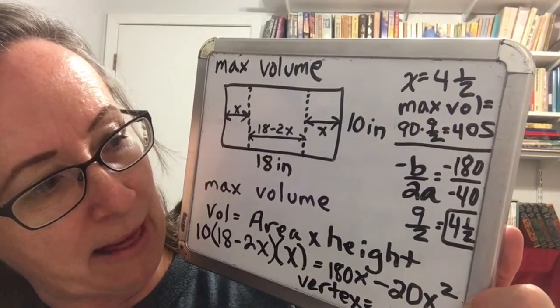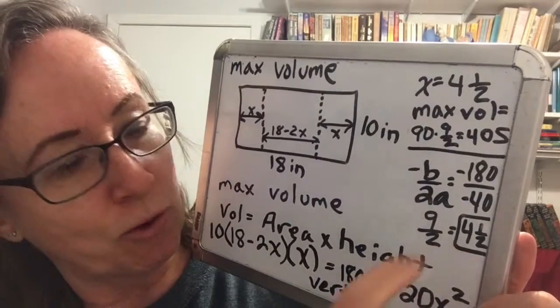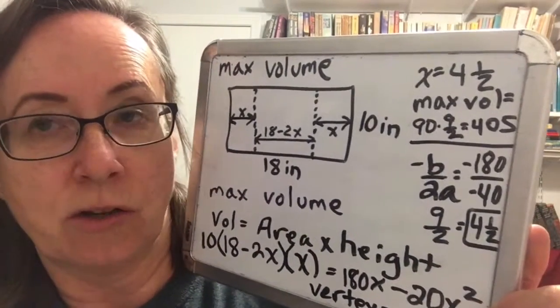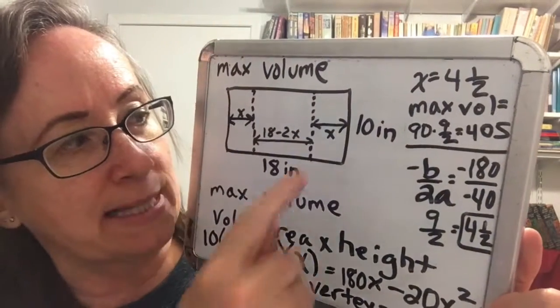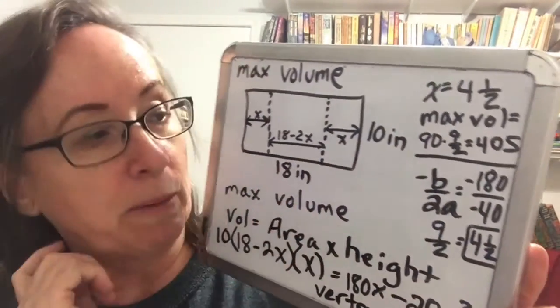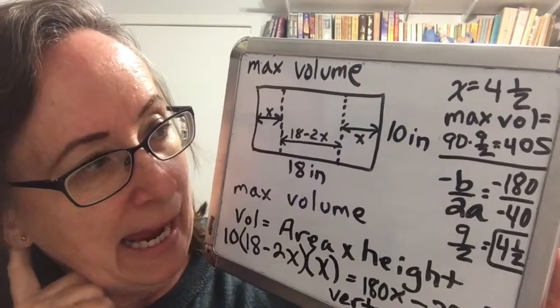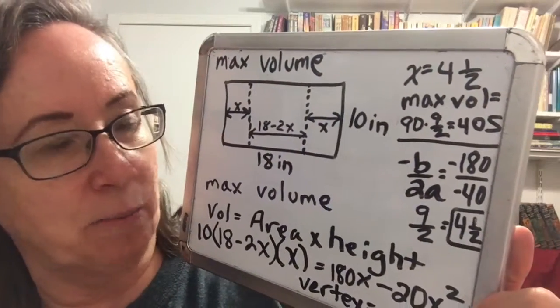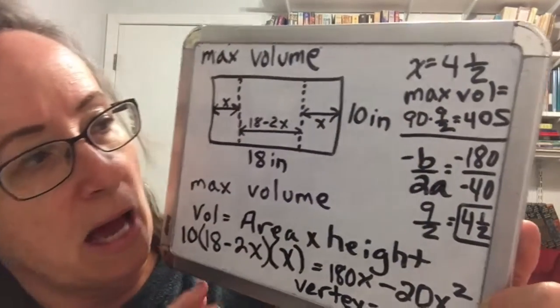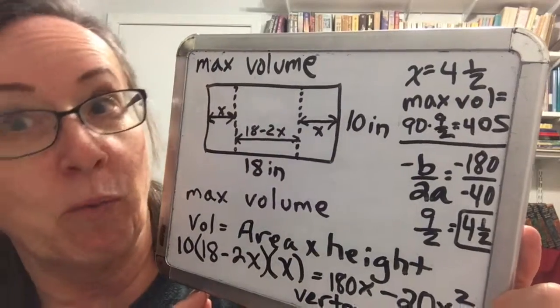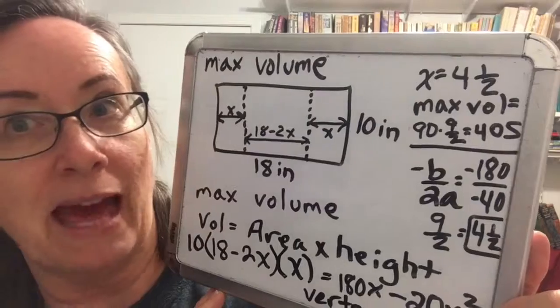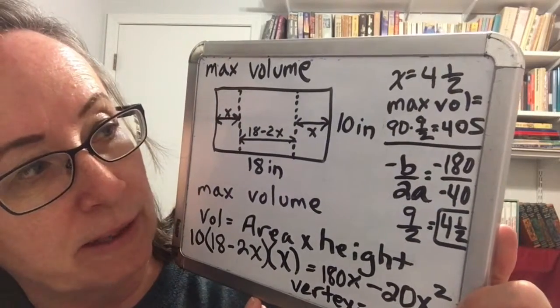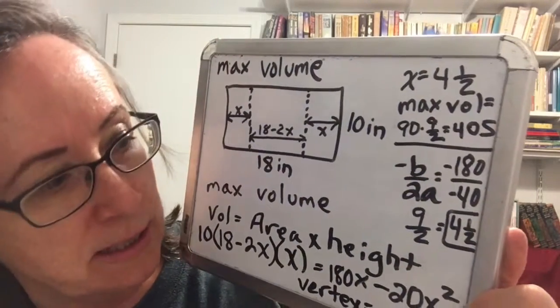And when I did the math, I came out with 4.5. So 4.5 inches is how much should be folded up. So this X, this fold, should be 4.5 inches. And the problem didn't ask you, but I was curious, so I went in and figured out what the maximum volume was. And the maximum volume of that file was 405 cubic inches.